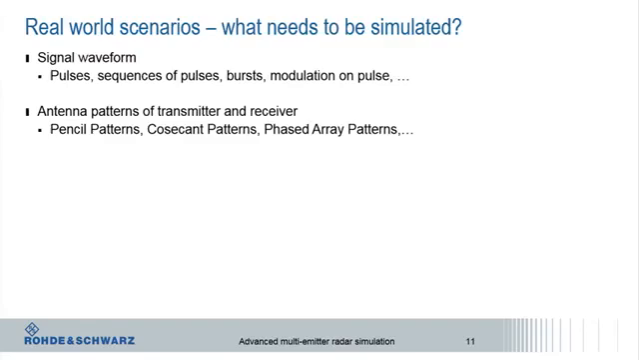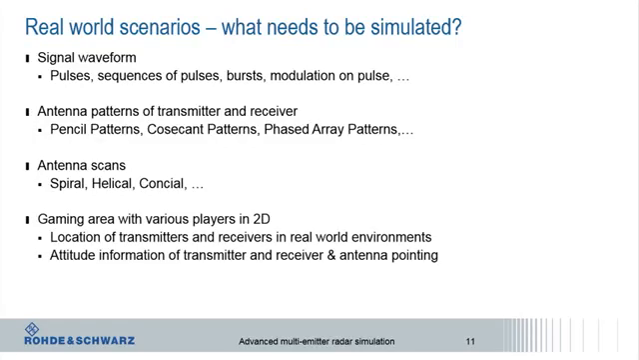The emitters normally carry antennas. They have patterns like pencil beams, cosecant beams, or phased arrays. Also, the receiver can carry an antenna diagram. The antennas have certain scan types like spiral scan, helical scan, or conical scans.